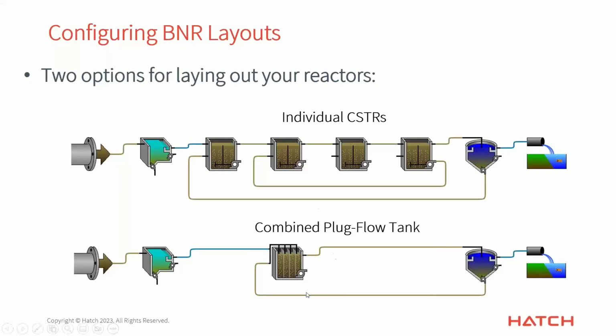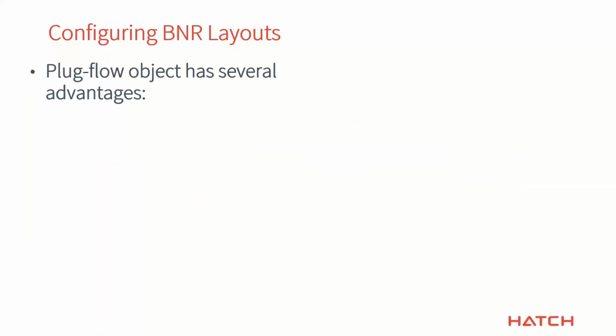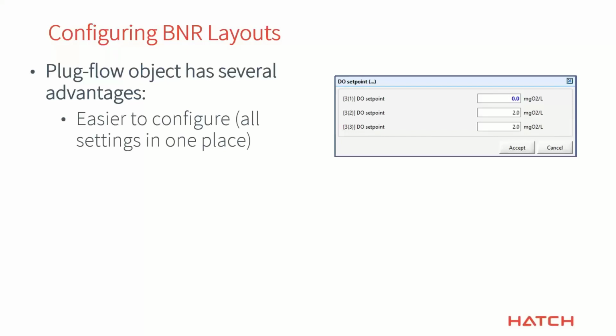Okay, so just to reiterate, the plug flow tank by default is 4 reactors in series, but you can actually make it any number of reactors in series that you like, all combined together into one unit. Okay, so that's the one that I normally use. I tend to focus on using the plug flow object. Sometimes I might combine it with a CSTR up front or something like that. But for the most part, I like it because it's a little easier to configure. All the settings are together in one place in one menu.